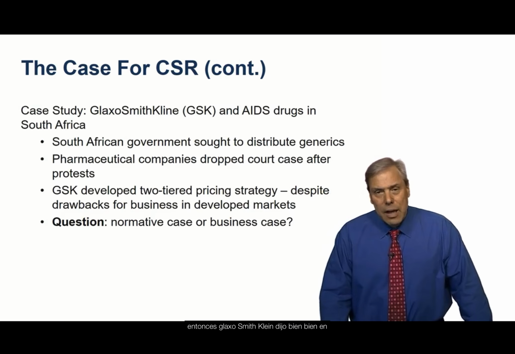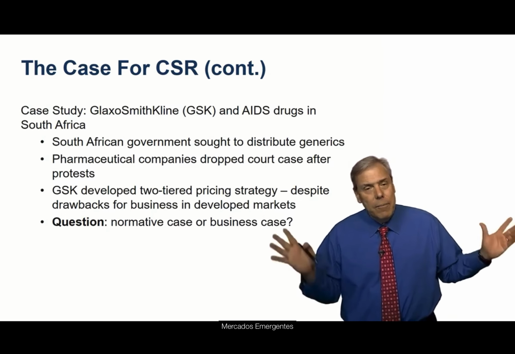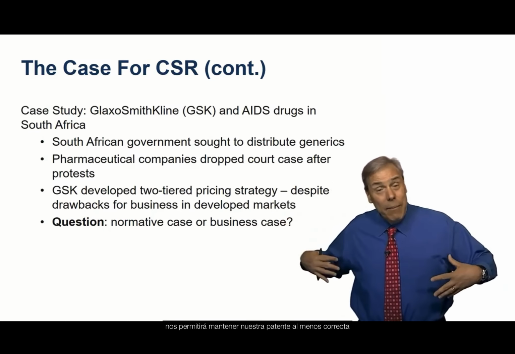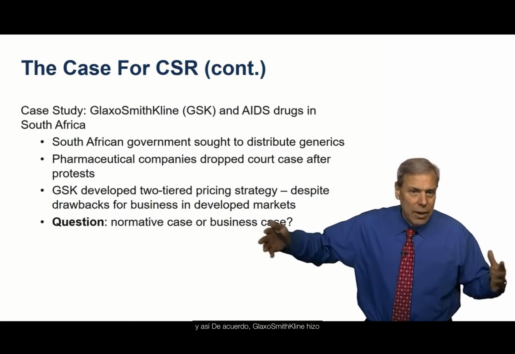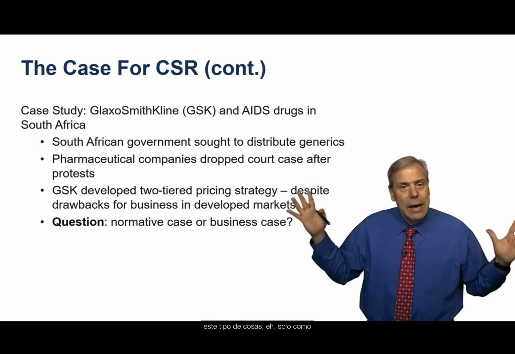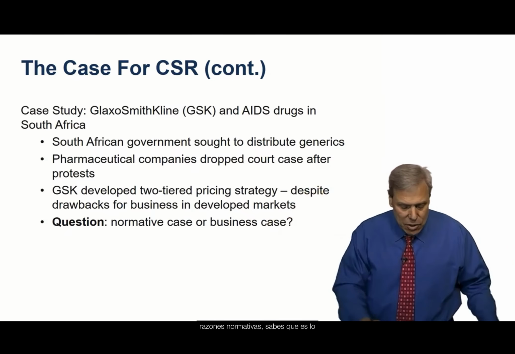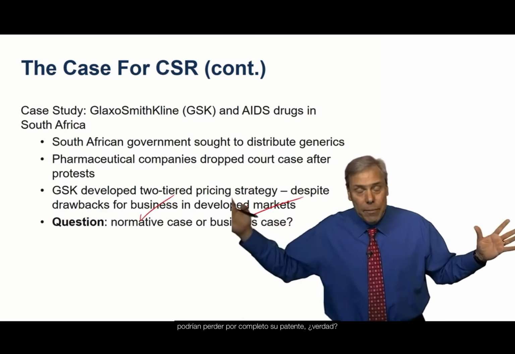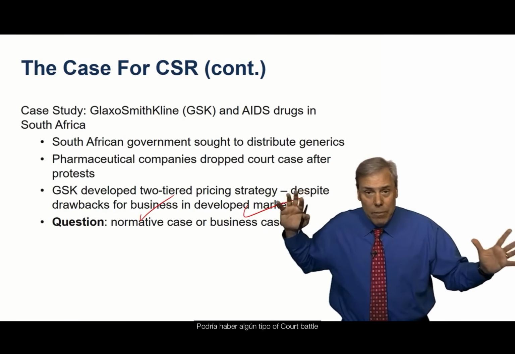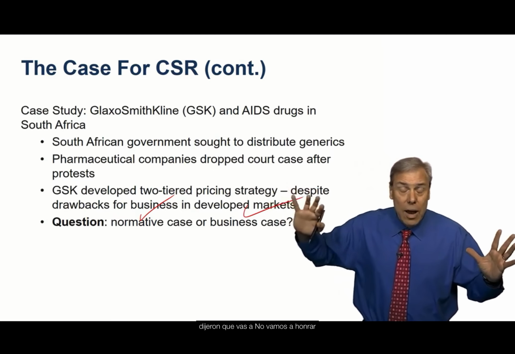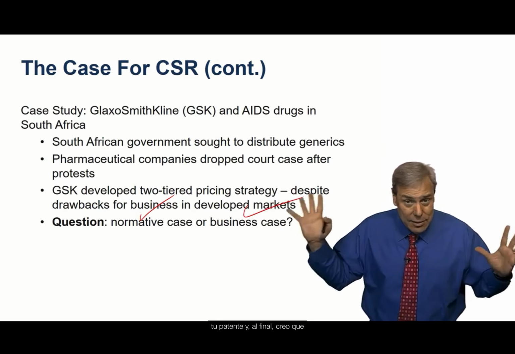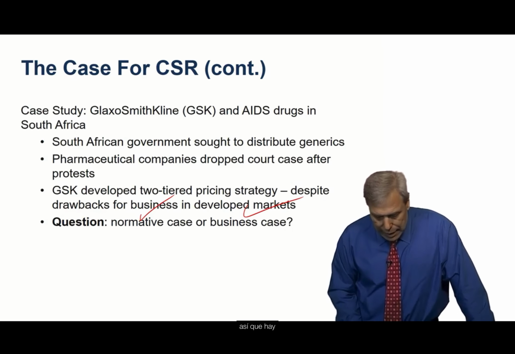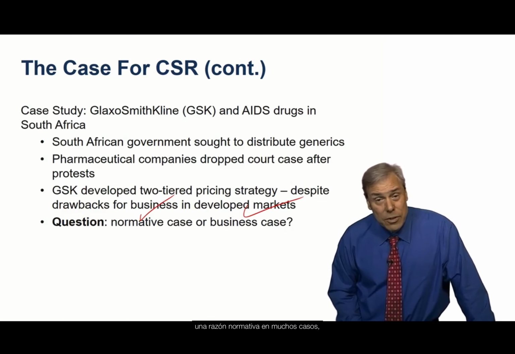So GlaxoSmithKline said, okay, well, in emerging markets, in places like South Africa, we'll have a different pricing strategy. We'll sell at a very low price, but that'll let us keep our patent at least, right? Did GlaxoSmithKline do this kind of thing just for normative reasons, because it's the right thing to do, or was it a business case? If they hadn't done it, then they might completely lose their patent, right? There might be some kind of court battle, and they could be told we're not going to honor your patent. In the end, I think something like that did happen, but that's kind of the idea here, right? So there's a business reason as well as a normative reason in many cases.